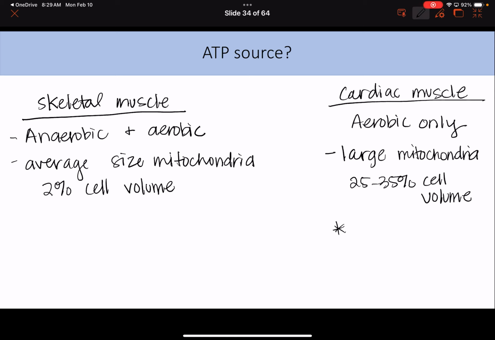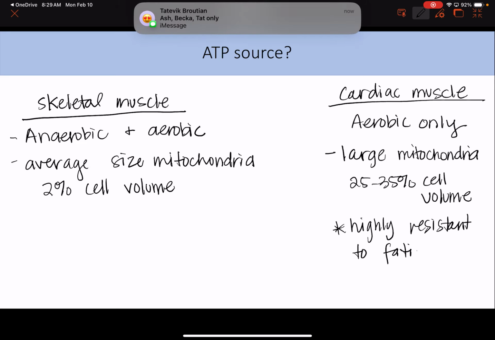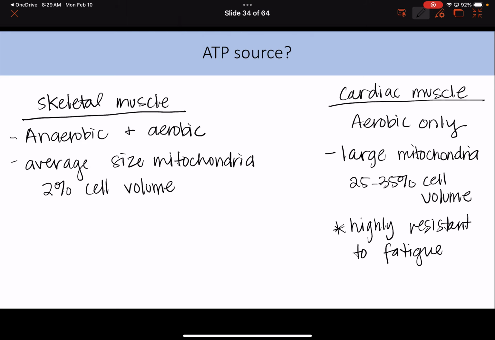Because they not only have large mitochondria, but so many copies of them, taking up 25 to 35% of their cell volume, cardiac muscle cells are highly resistant to fatigue. Can you imagine our heart getting as tired as quickly as our skeletal muscle cells? That would be horrible. Those stairs in the SC building would take me out every time.